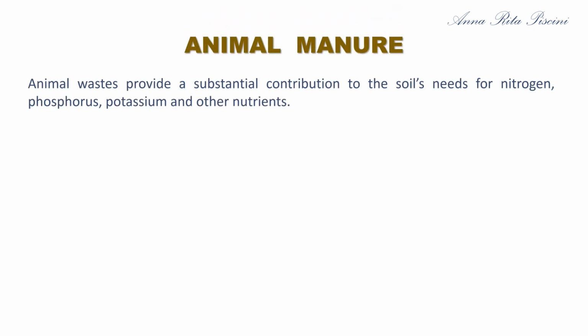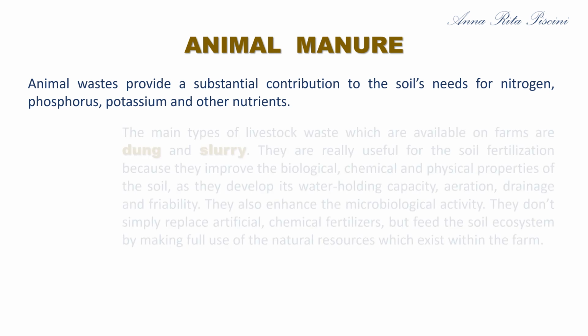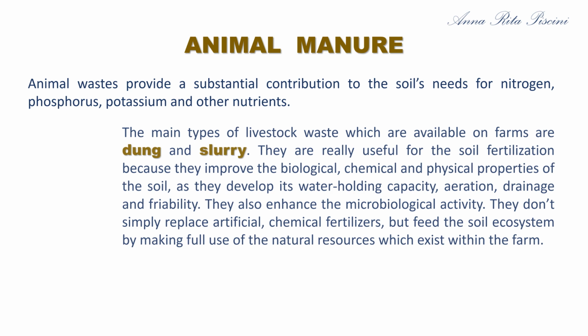Animal manure. Animal wastes provide a substantial contribution to the soil's needs for nitrogen, phosphorus, potassium, and other nutrients. The main types of livestock waste which are available on farms are dung and slurry. They are really useful for soil fertilization because they improve the biological, chemical, and physical properties of the soil.